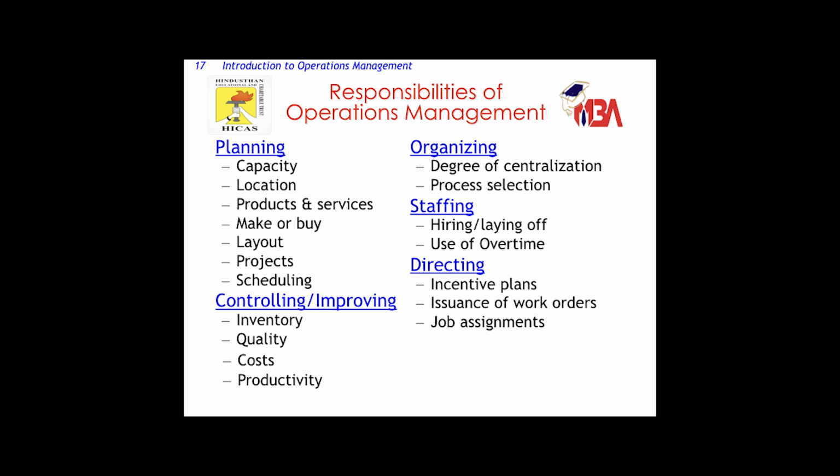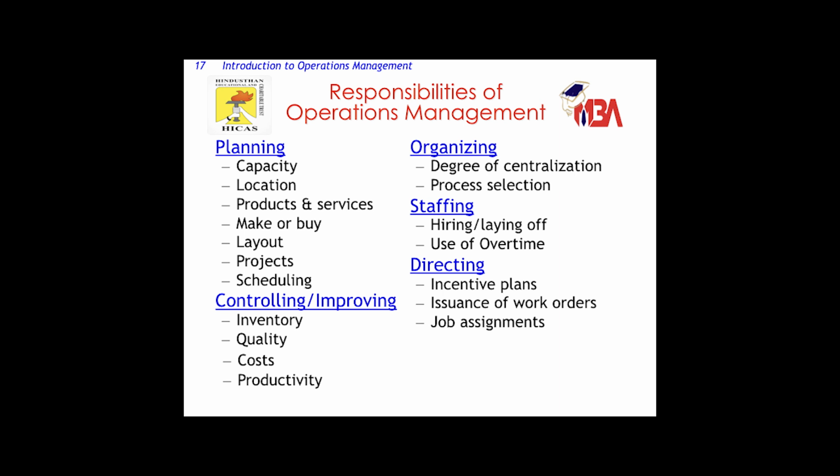I have to prepare the production schedule or service schedule. So, as an operations manager, I have to plan all these activities: planning the capacity, location, products and services, make or buy, layout, projects, and scheduling. If you look at the process of organizing, what is the organizing activity that the operations manager has to do?